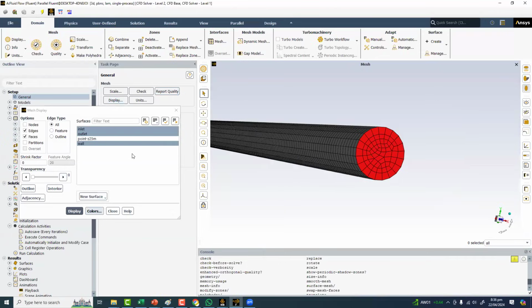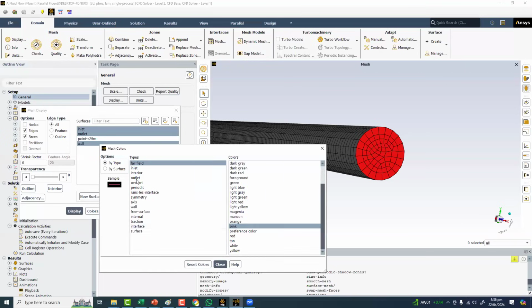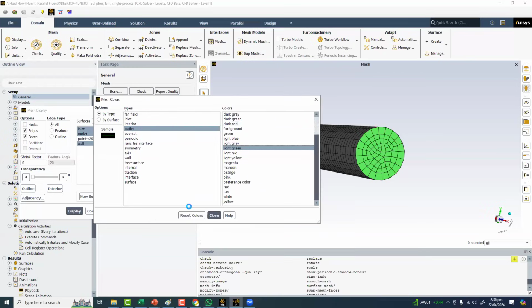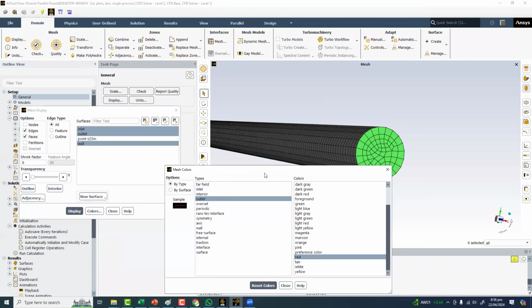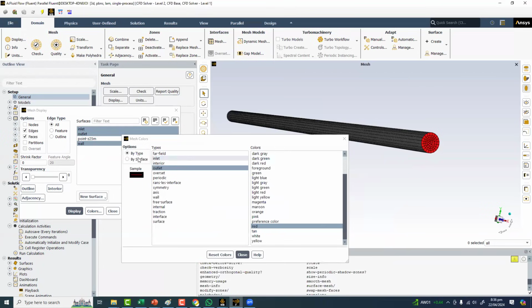And you can change the colors also if you go there and by type. So if you go to the outlet, by default it's red. You can change it to light green, like this. Okay. And if you reset this color, then you can take it back to the default color, which is red here.